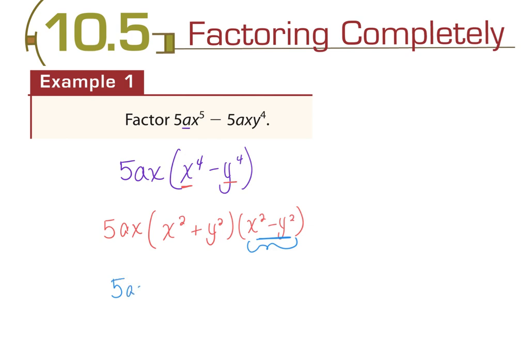I have the 5a to the x. Why can't this one factor? It's addition, right? Perfect squares can only be factored if they are being subtracted here. So I'm going to leave this one alone. This can factor. The square root of x squared is just x. The square root of y squared is just y. And I have x plus y, x minus y. And this is factoring completely.